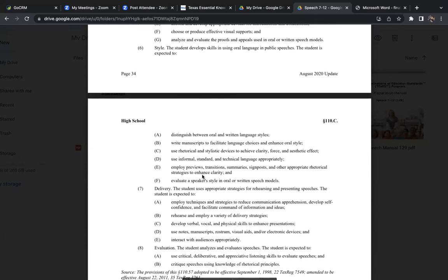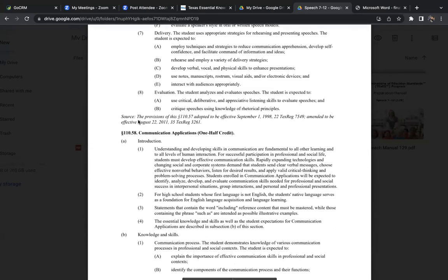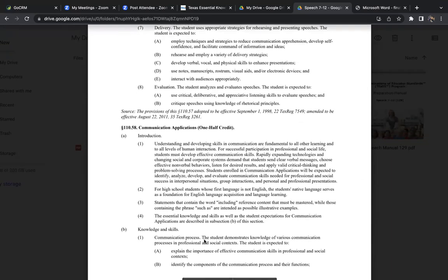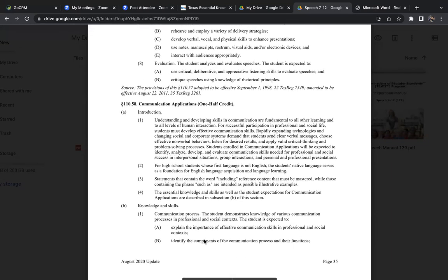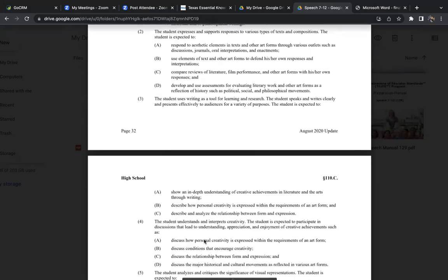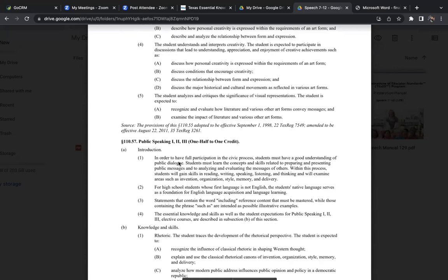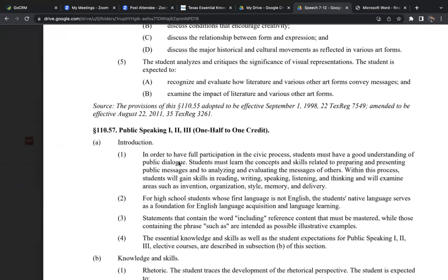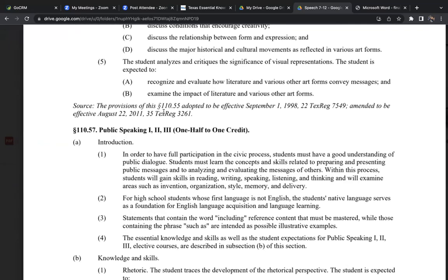Communication applications is also one of your courses that you have to know the TEKS for. So let's just go back up to public speaking and talk about the introductions. The introductions in the TEKS, and the TEKS are law, like it says right here, this is part of our actual law. So by law, you are required to know and be able to do these things, because the students have to learn and be able to do these things before they leave your classroom.